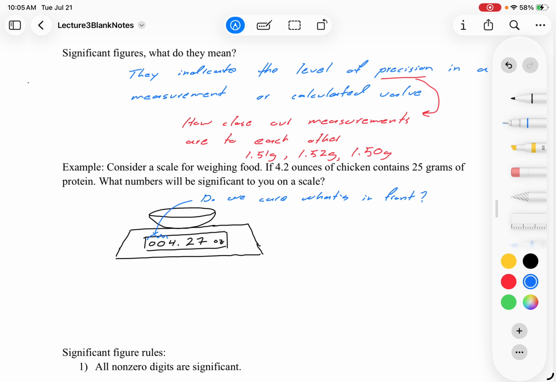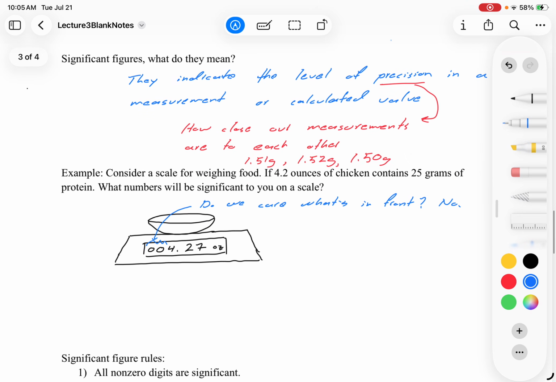Do we care about what's in front? Like, if you were to track your macros, your diet, and you measured out 0.0427 ounces of chicken, do you care about those 2 zeros in front? Would it make a difference to you if they weren't there? No, you just want your 4.2 ounces, right? So no, we don't care about that. This is what we would call insignificant. They don't mean anything to us.